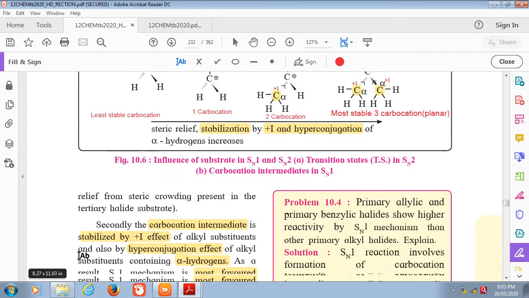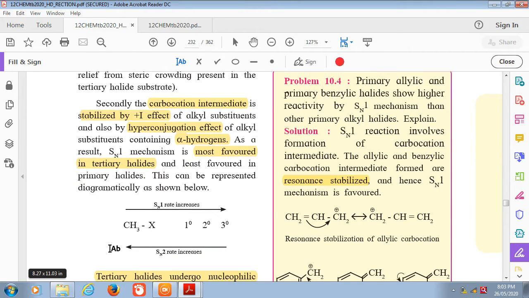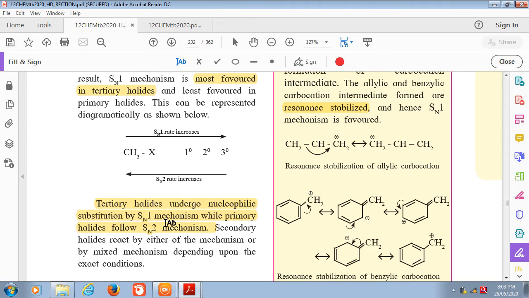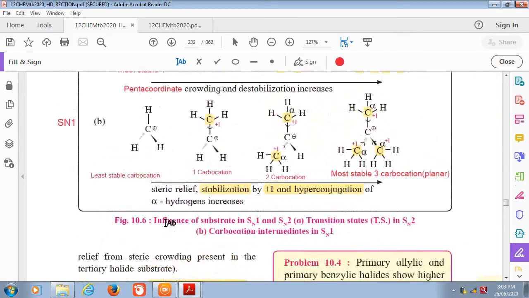So here that same order is mentioned. For alkyl halides, the Sn1 rate increases from primary to tertiary, and the Sn2 reaction rate increases from tertiary to primary. And secondary halide reacts by either mechanism or a mix of mechanisms, depending on the conditions.